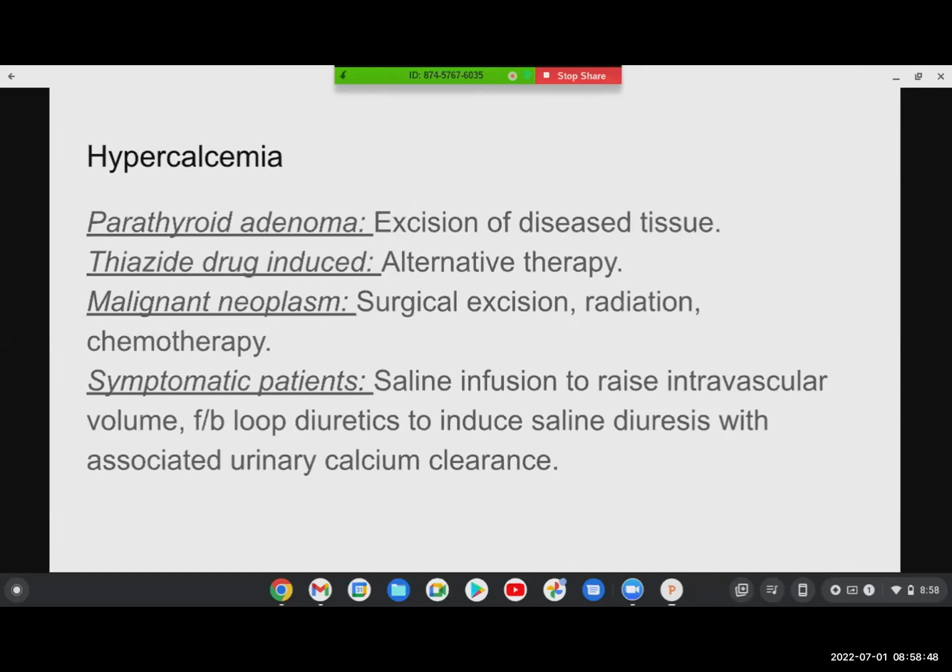Thiazide drug-induced hypercalcemia needs to be altered by different medication therapy, like loop diuretics which lose calcium. Malignant neoplasm causing hypercalcemia needs surgical excision of the malignant disease or radiation and chemotherapy. Symptomatic patients of hypercalcemia have to be promptly corrected by saline infusion to raise the intravascular volume, followed by loop diuretics to induce a saline diuresis associated with urinary calcium clearance.